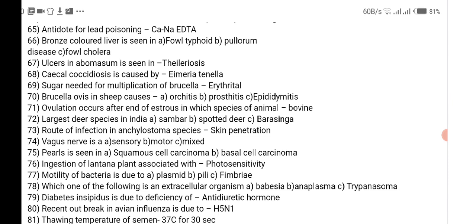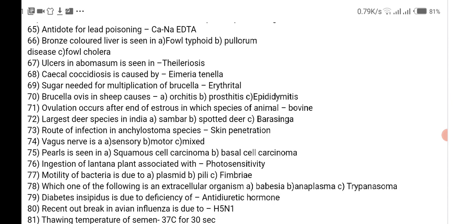Vagus nerve is don't know. Pearls is seen in, don't know. Ingestion of lantana plant is associated with photosensitivity. Motility of bacteria is due to plasmid, pili or fimbriae, I think. Pili can also be involved.